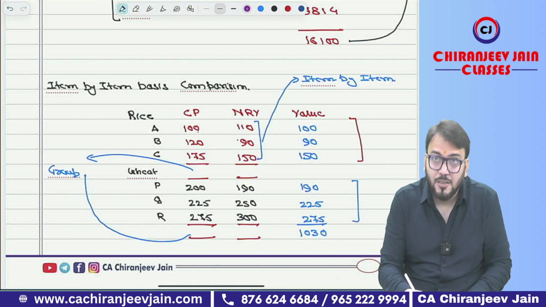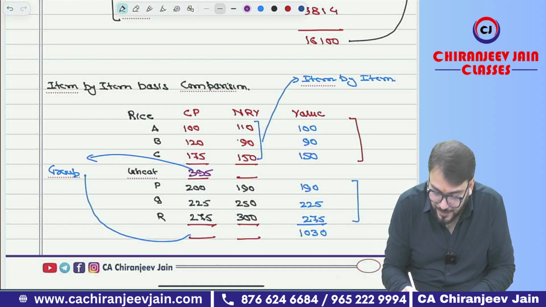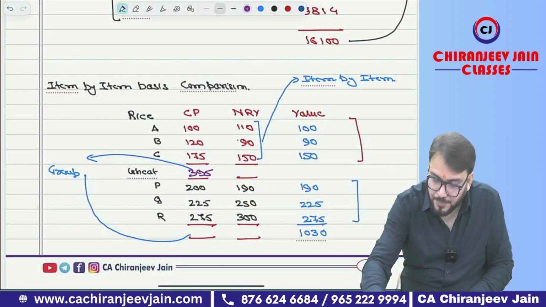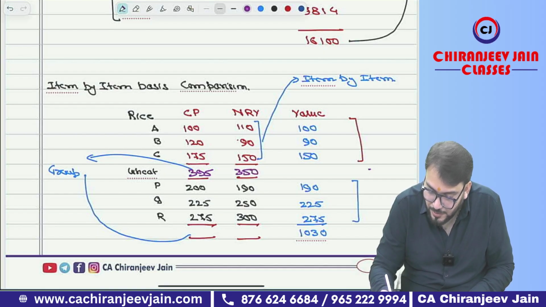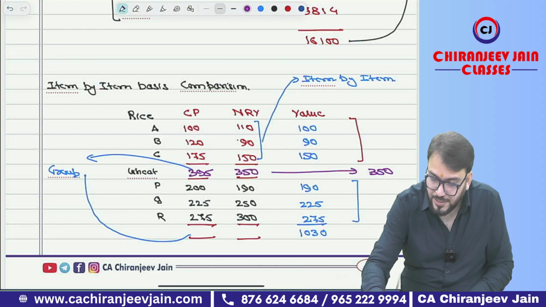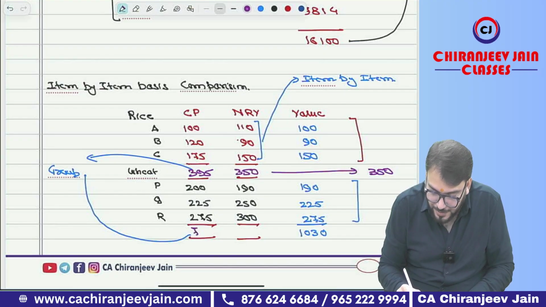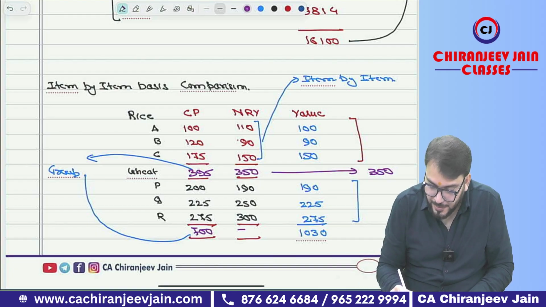Now if we compare on a group basis, then what will be the answer? We will make the total of the group. It is 100 plus 120 plus 175. That is 395. Then 110 plus 90 plus 150. This is 350. What is the lower? 350. We write down 350. Similarly, for wheat, it is 200 plus 225 plus 275. It is 700. And this is 190 plus 250 plus 300. This is 740. Are you getting what I am saying?